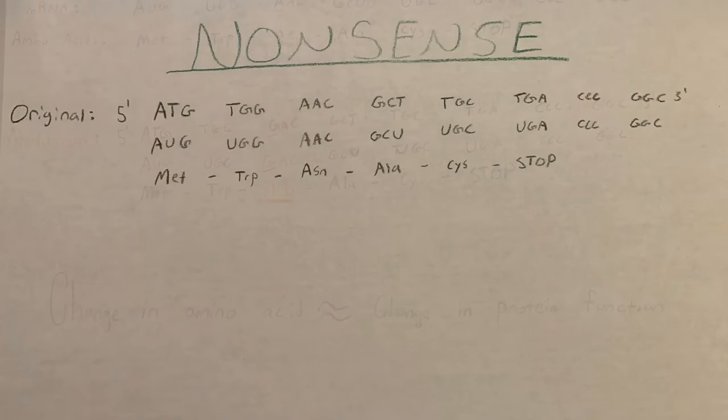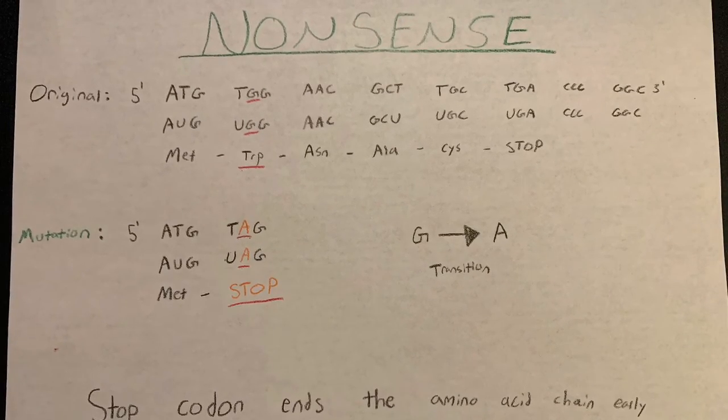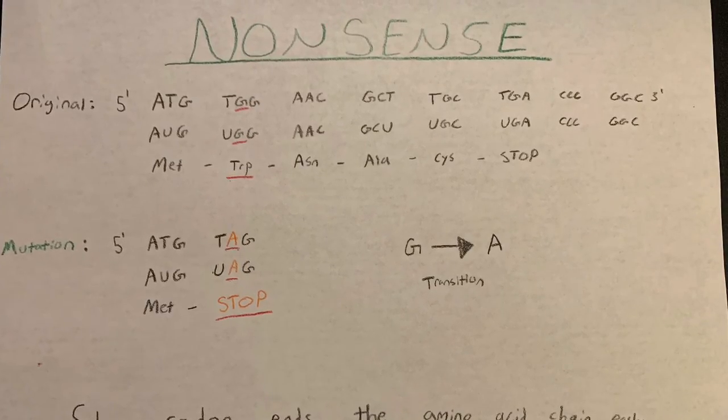In nonsense, we can see that the TTG will be switched to a TAG, which will end up coding for a stop codon, which means that the amino acid is no longer able to keep coding, so it stops early.